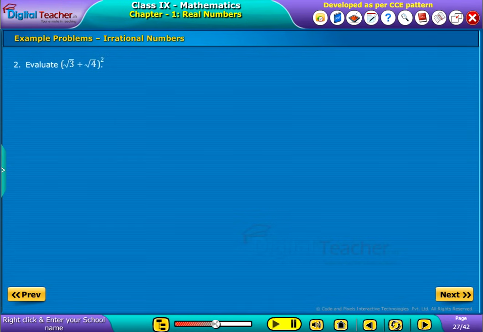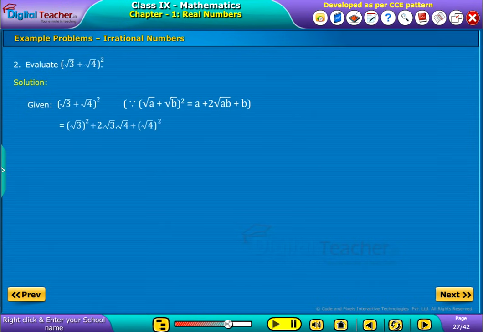Evaluate root 3 plus root 4 whole square. Solution: As it is of the form root a plus root b whole square, which is equal to a plus 2 root ab plus b. By further solving, we get root 3 whole square plus 2 into root 3 into root 4 plus root 4 whole square, which is equal to 3 plus 2 root 12 plus 4, in turn equal to 7 plus 2 root 12.